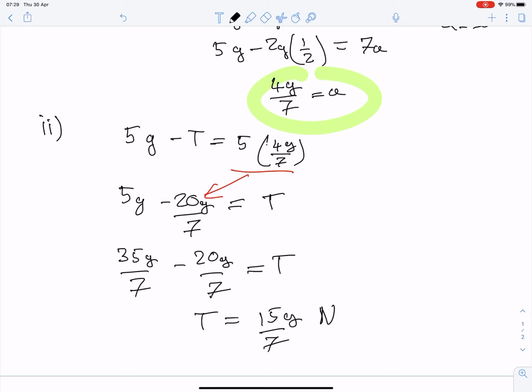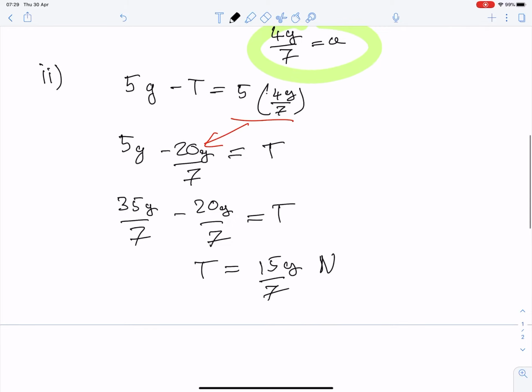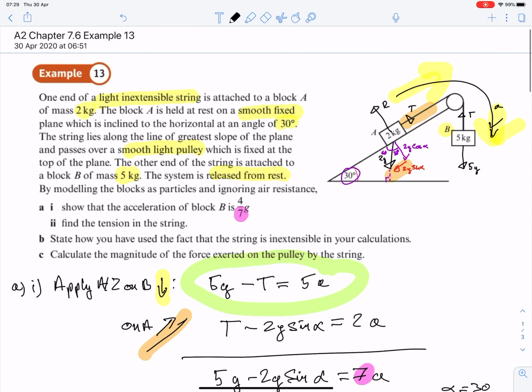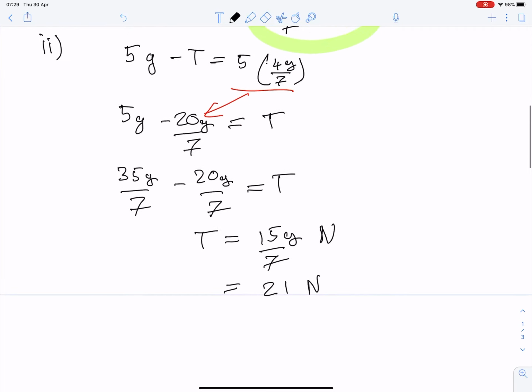Tidy it up, 5g minus 20g over 7, that's just moving this across, so subtracting that from both sides, and then we're going to get that's equal to T. Think of the 5g as 35g over 7 minus 20g over 7 equals the tension. So T equals 35 minus 20 is 15g over 7 newtons.